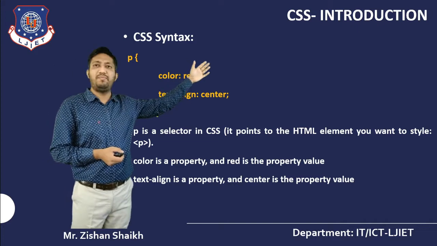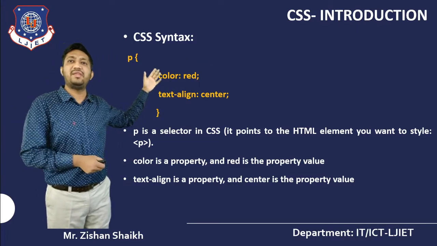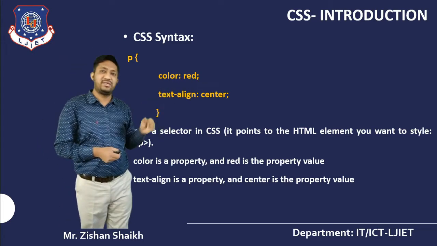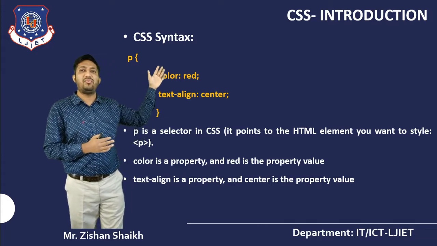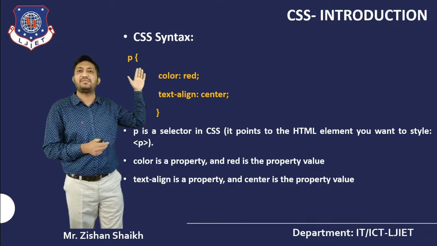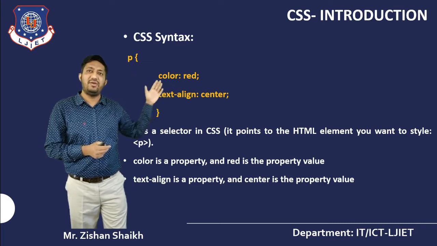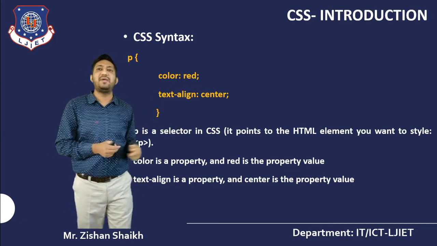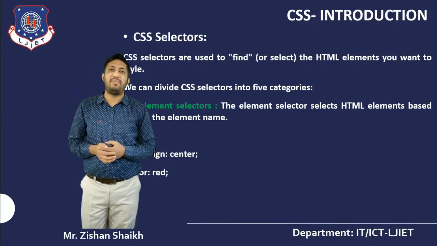Here we have one key element, the paragraph tag. In that paragraph tag we have to assign the properties of color and text align. If you want to apply this, then we have to write like this. P is my selector here. Now color is my property, red is my value. The same way, my other property here is text align and the value is center. So this is the syntax of CSS, how we can apply this.